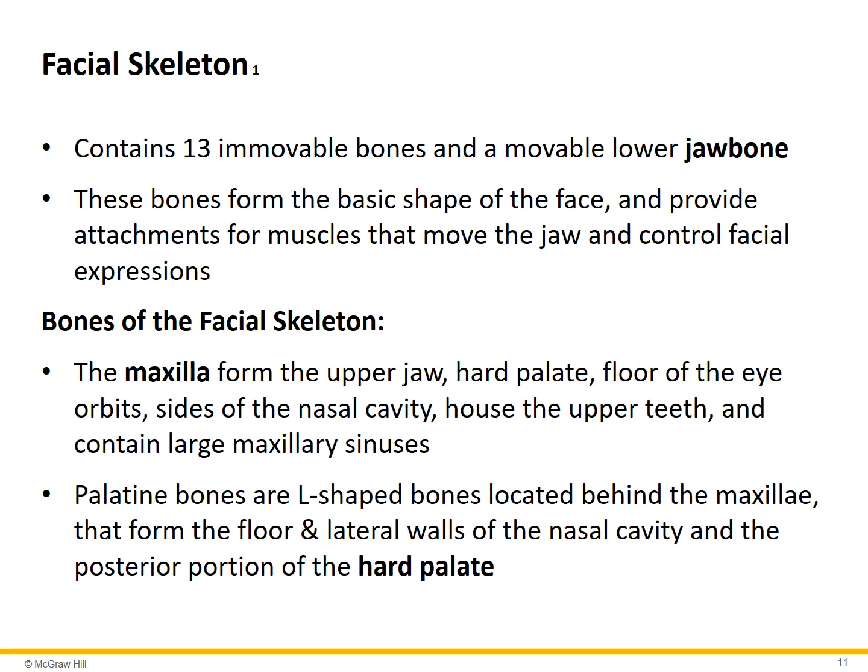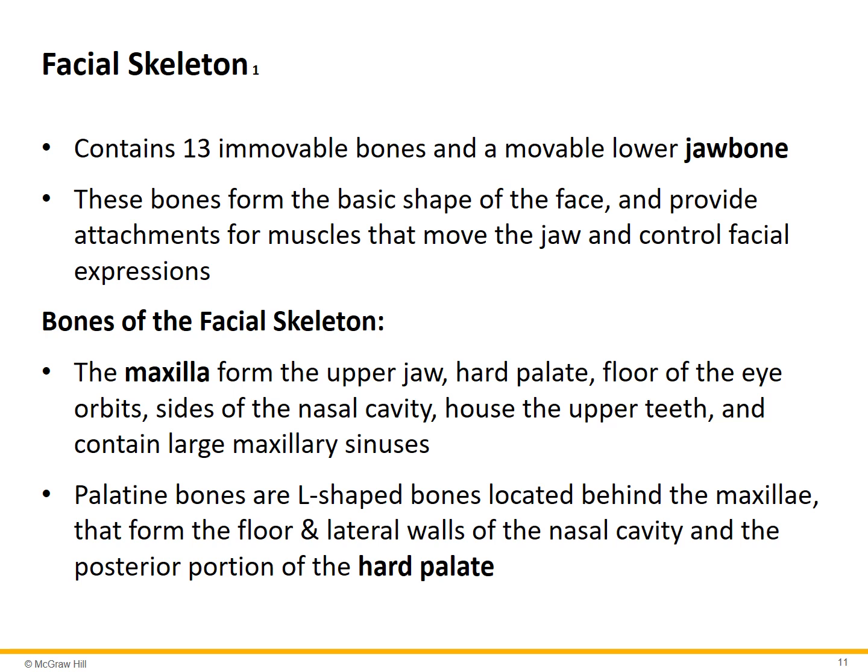The facial skeleton consists of 13 immovable bones and the movable lower jaw. This forms the basic shape of the face and provides sites for muscle attachment that moves the jaw as well as controls facial expressions. When we do the muscles, we'll see that there's also muscle attachments that allow you to shut your eyes, to purse your lips.